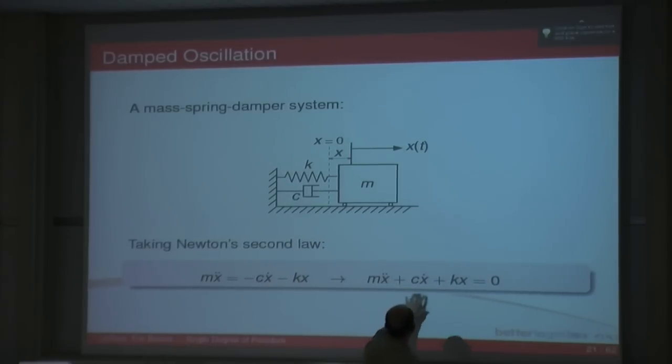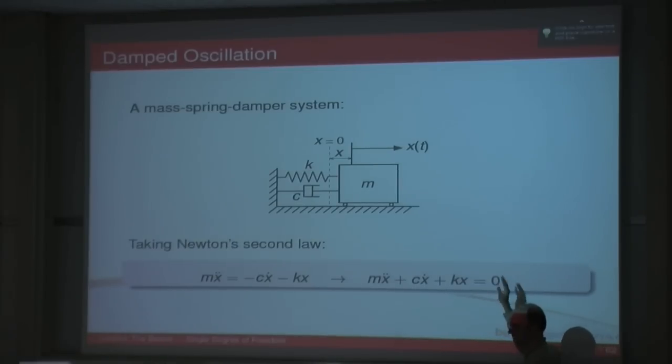Okay? You move the damping and the spring to the other side, and we get m x double dot plus c x dot plus k x equals 0. Another second order differential equation.